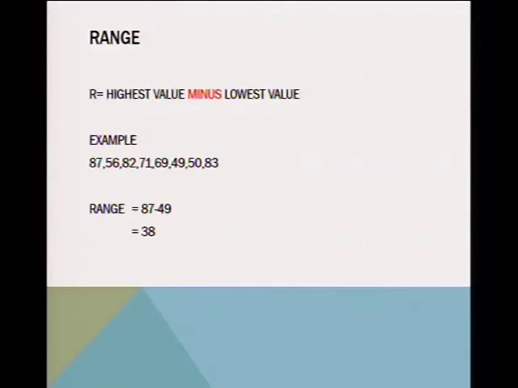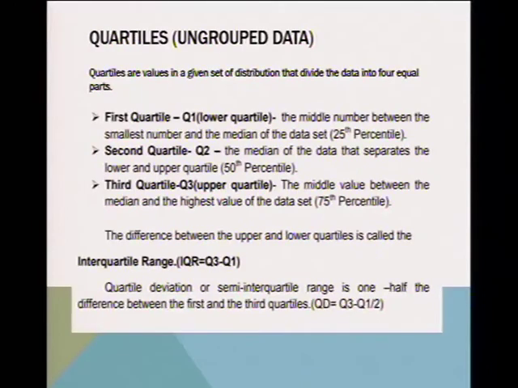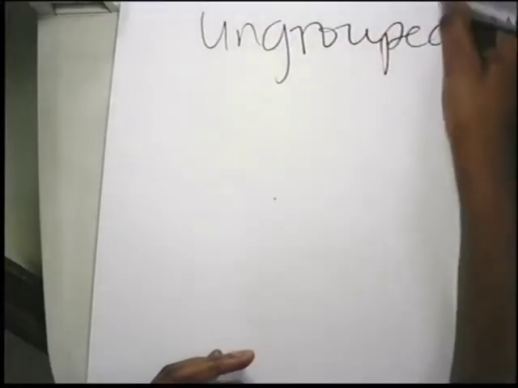What is the range? For you to find the range, you just take the highest value in the data set minus the lowest value. That gives you the range. And then the quartiles. When it comes to quartiles, the way we calculate for ungrouped data is not the same as for grouped data. Now, I don't know if you know the difference between ungrouped data and grouped data.